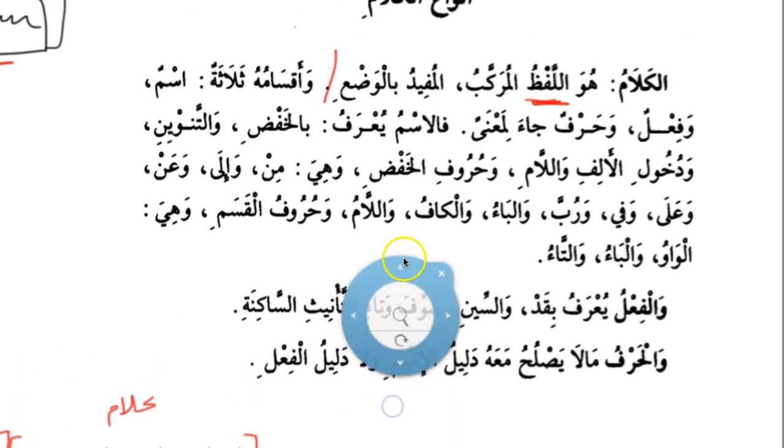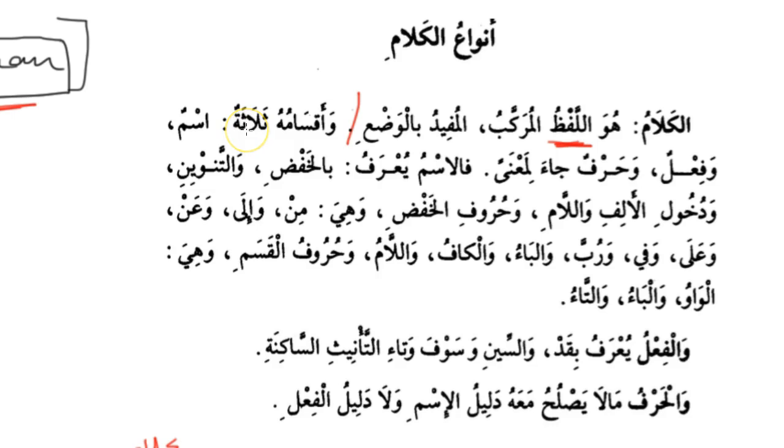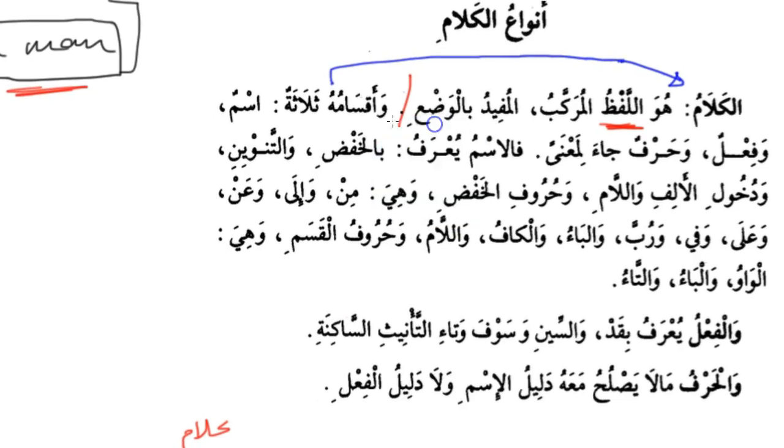So let's go back to this then. Here it says, أقسامه ثلاثة. It's referring to the lafaz, or it can be talking about the kalam as well. In other words, there are three types. The kalam is made up of three parts. So you have ism, fi'l, and harf. So what is an ism? An ism is basically a noun.